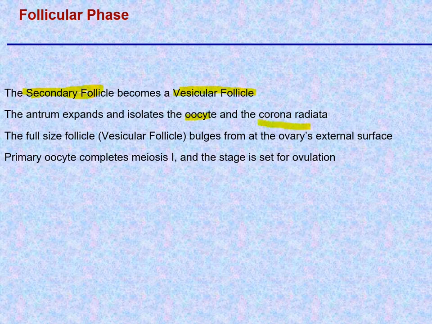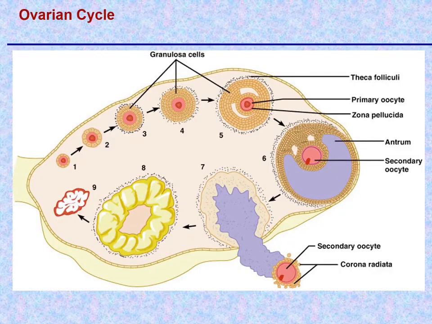So now the full-size vesicular follicle with that fluid-filled antrum is bulging out at the ovary's external surface, and the primary oocyte will complete meiosis 1. The stage is set for ovulation. Actually, why primary oocyte? It's secondary. I'll have to correct that. It's set for ovulation and will rupture out the side. It's a secondary oocyte at that stage, not primary. That's a mistake on the previous slide. And it ruptures out right at day 14, which is marked as stage 7 here.